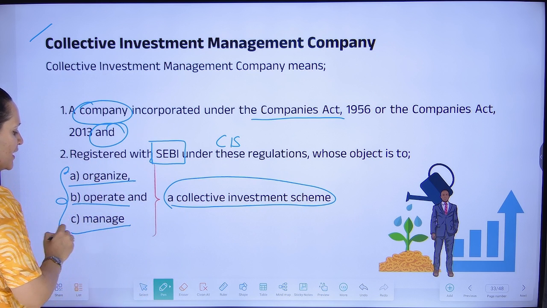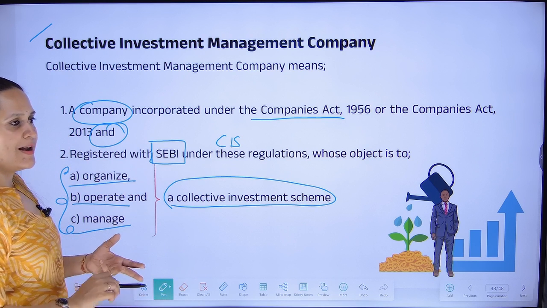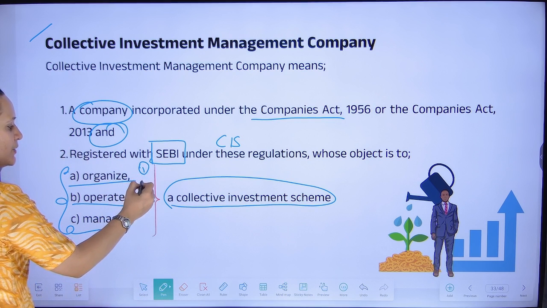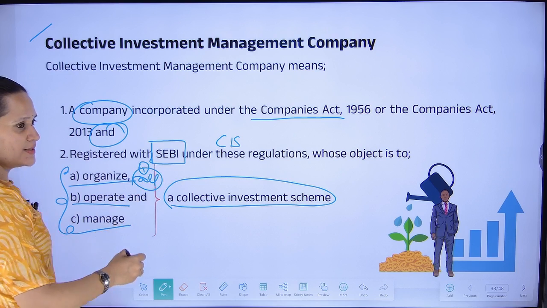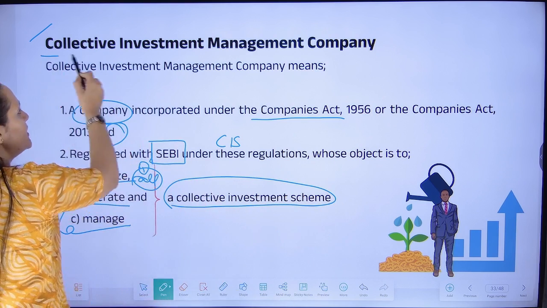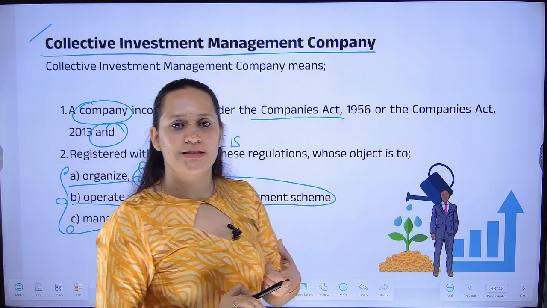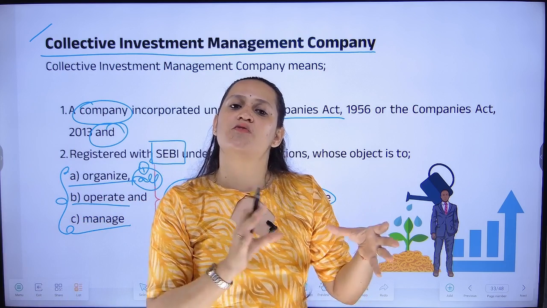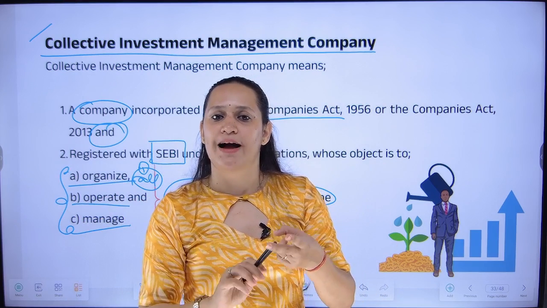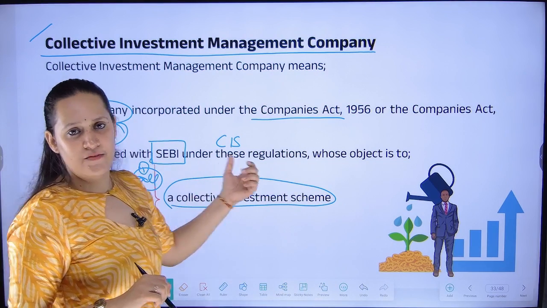So even if one of these activities is being undertaken, whether you're launching it, operating and managing it, whether you're doing any one of these activities or all of these activities in relation to a collective investment scheme, you are going to be called a collective investment management company. So it should be a company form of organization, and the objective of that company is to operate, manage and organize a collective investment scheme.